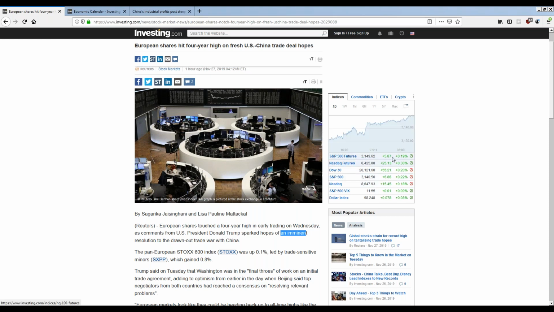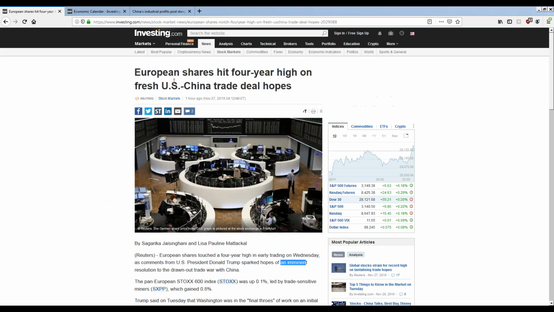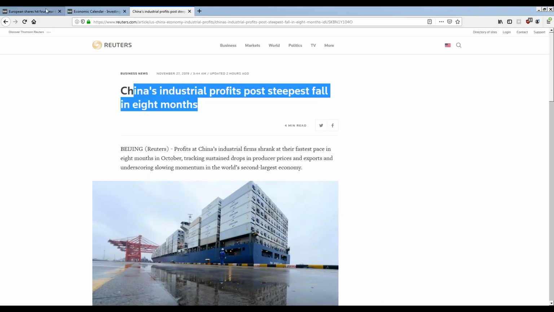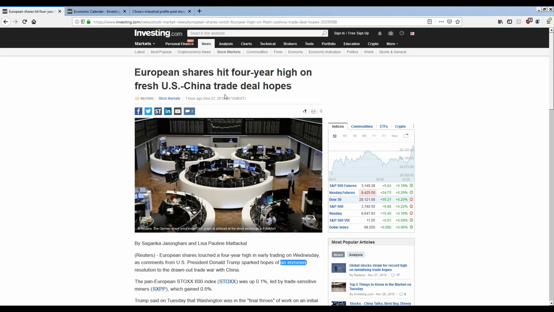The futures coming into today are all green. Bullish sentiment. The headlines are bullish. U.S.-China trade deal hopes. Fresh hopes. Positive sentiment. Okay, so we get the picture. Bad news out of China, good news for maybe a deal. We see it right in the headline.